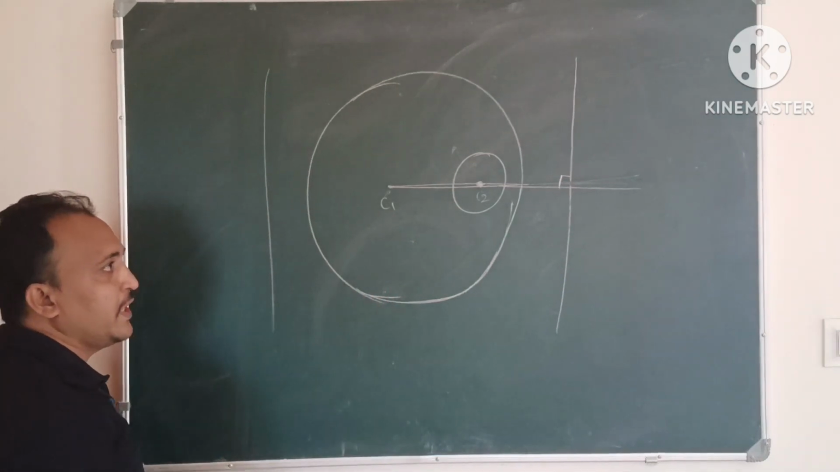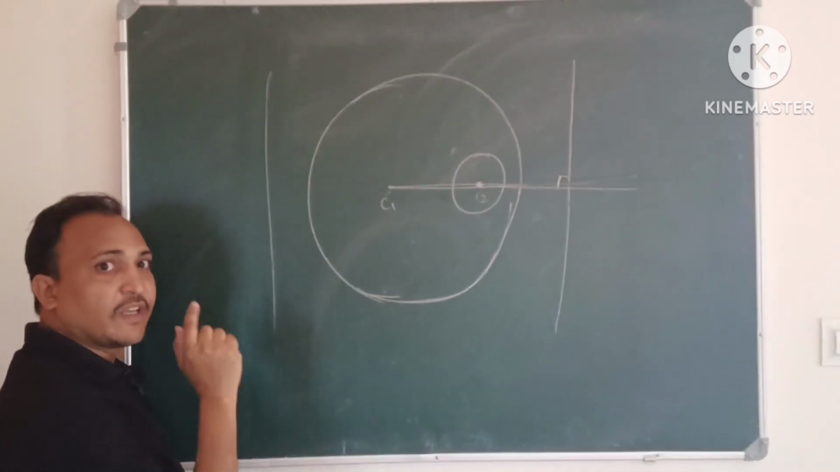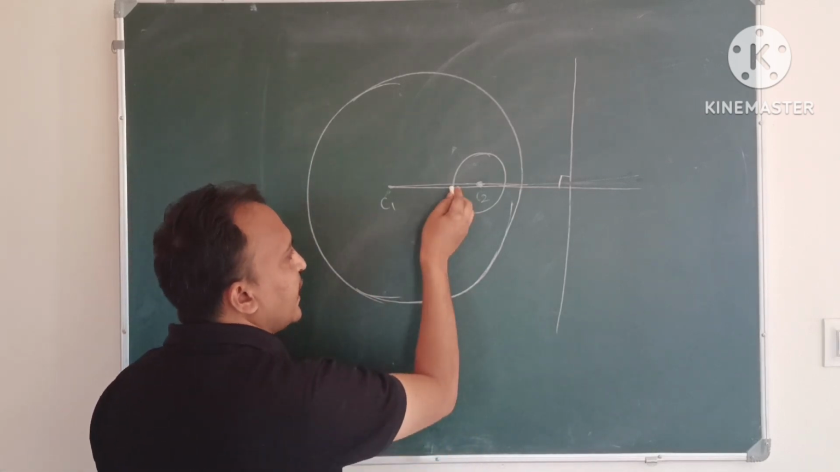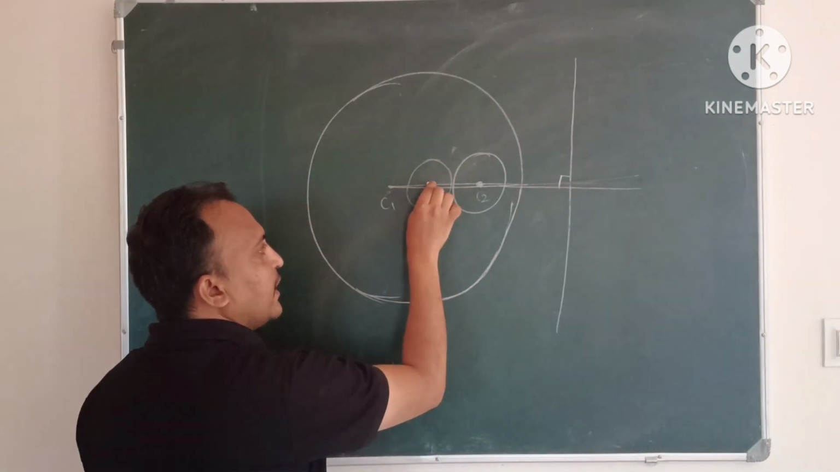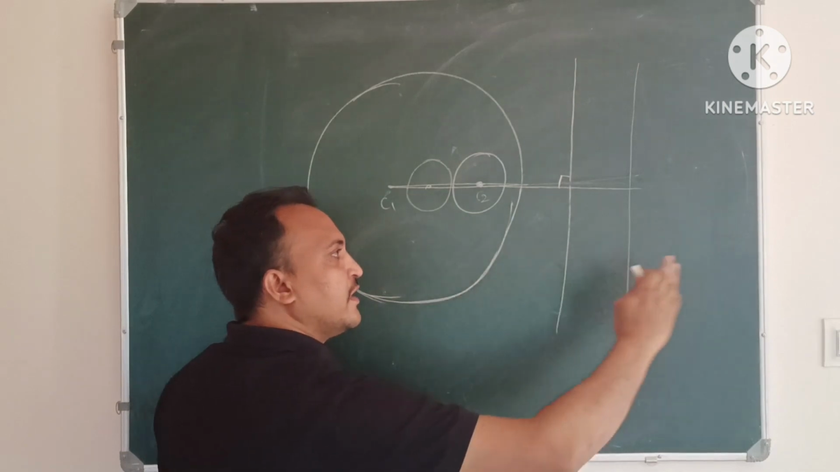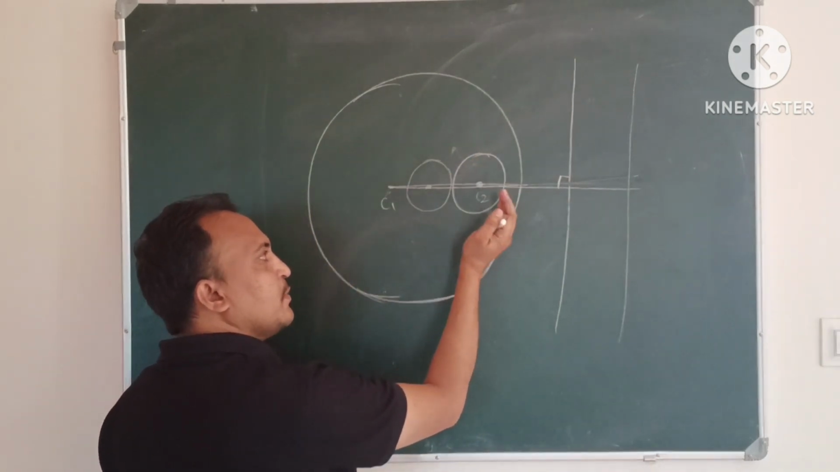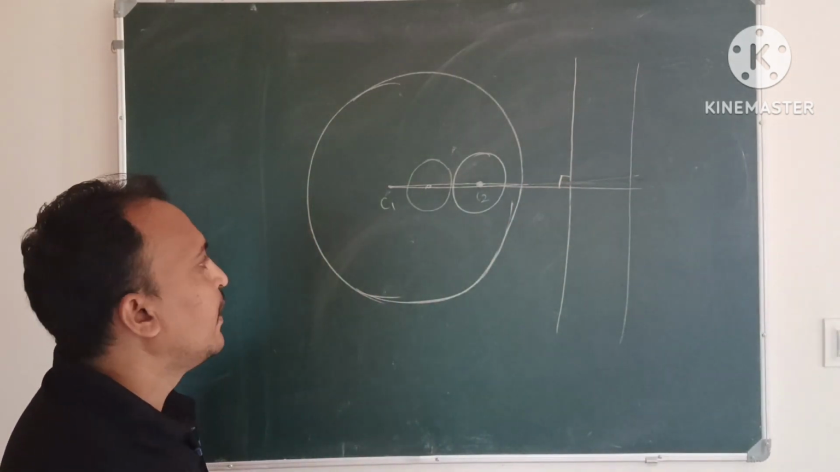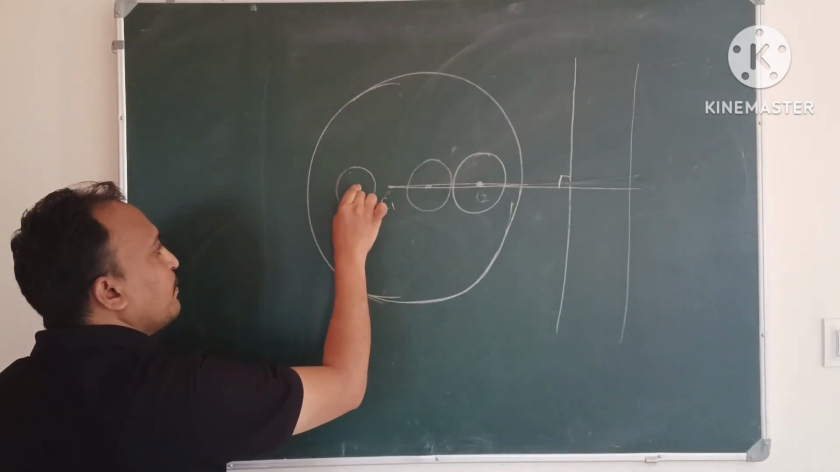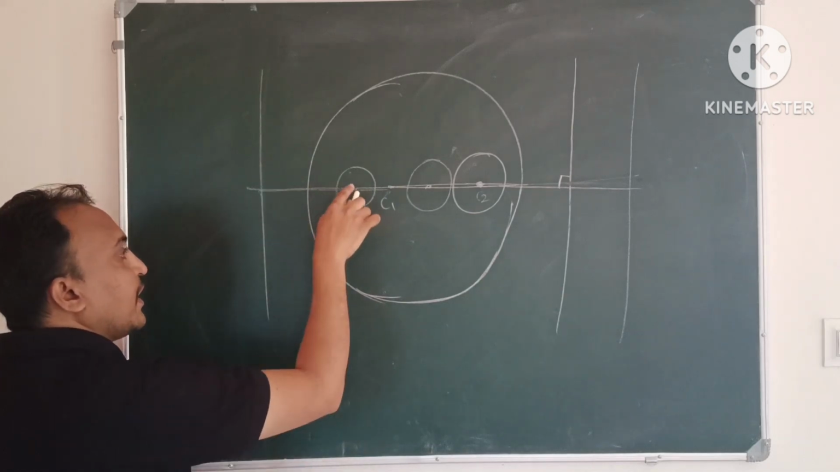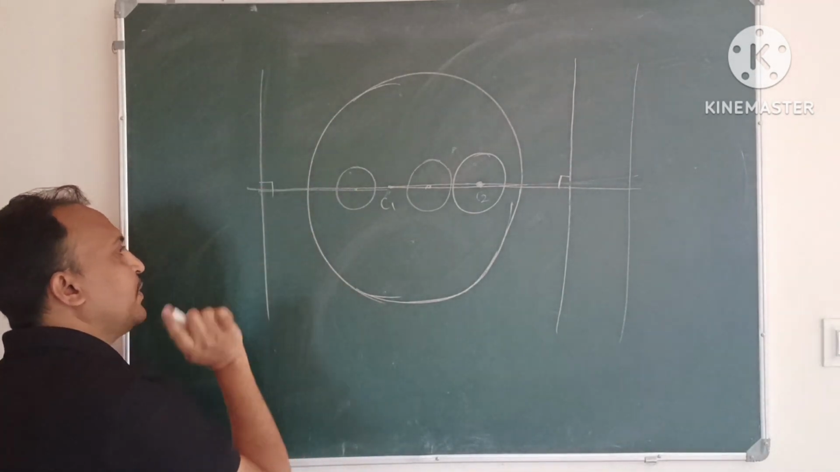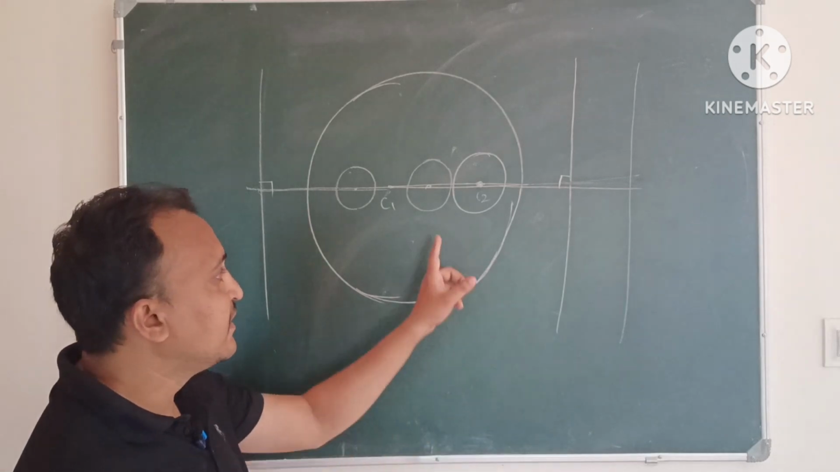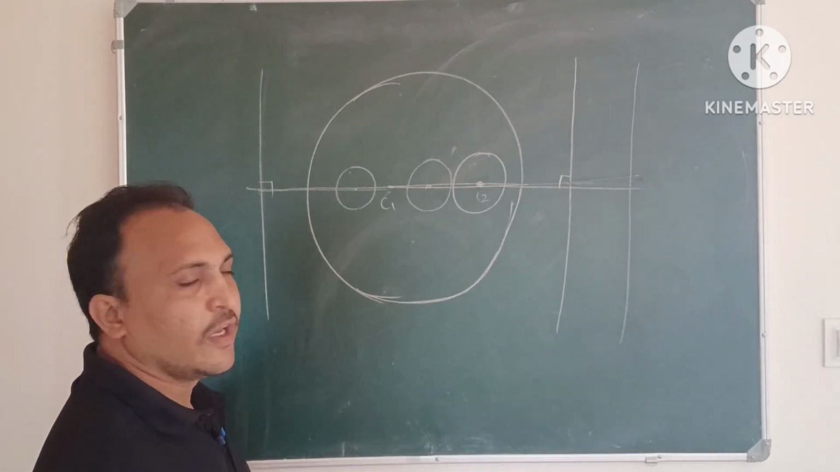If you take this side, what will happen? C1 is nearer to the big circle center, so it is impossible. So this side. If the smaller circle moves to the left side, the radical axis moves to the right side. Okay, so if it moves this side, what will happen? Then if you take this side, now the radical axis will be this one. In this case the three properties are very important. You can understand now. I hope you understand.